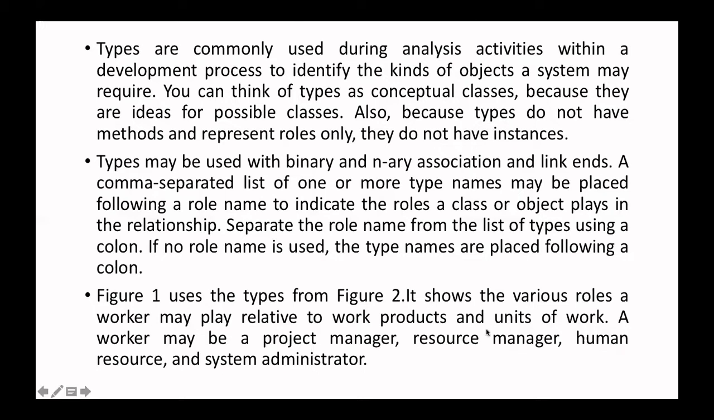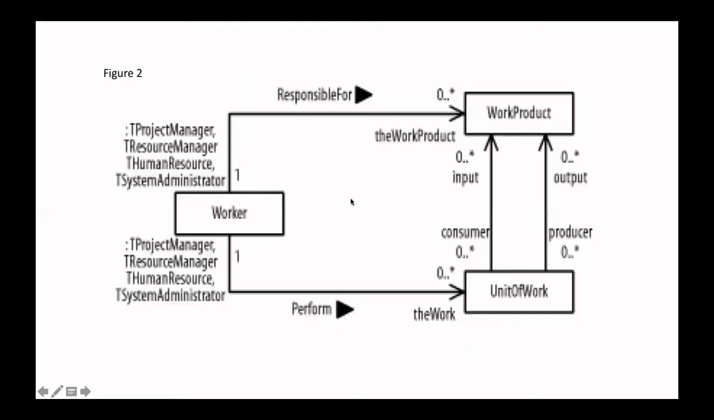So the activity and the work of those workers are related to each other. So the worker may play a role relative to work product and unit of work. Now I am moving to the next diagram. This is the relationship and the worker work. Project manager, resource manager, human resource, and system administrator: these are the four type classes. But this diagram shows the workflow of those particular classes and activities. What are the products and what are the functions? Here these four are mentioned.